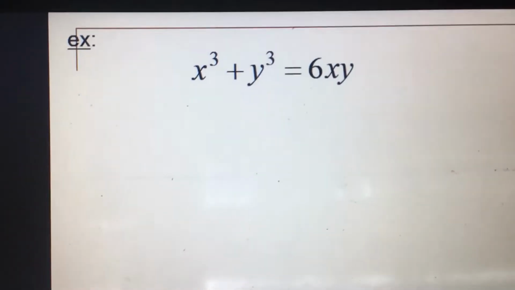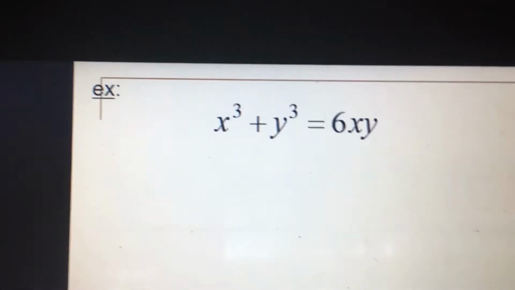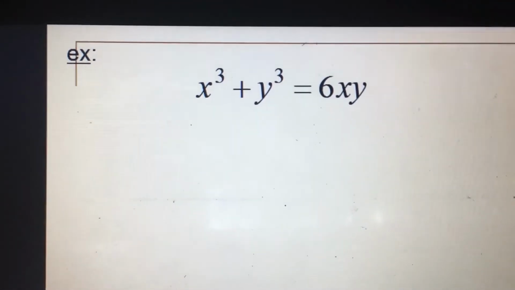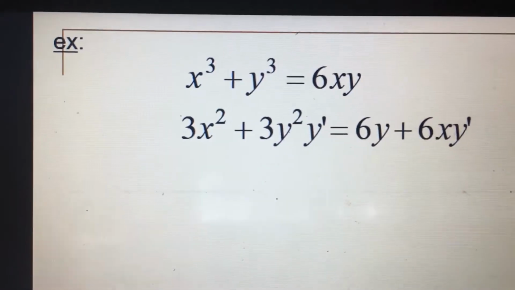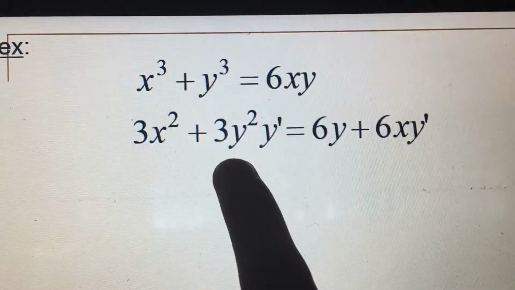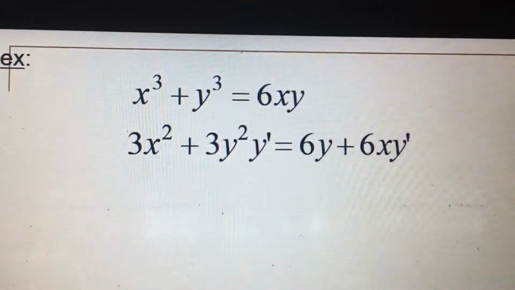We have the given x cubed plus y cubed is equal to 6xy. The derivative of x cubed is 3x squared. The derivative of y cubed is 3y squared y prime. Derivative ng x cubed, 3x squared. Derivative ng y cubed is 3y squared y prime. Sir, paano ito nakuha? Yung xy. Paano nakuha yung xy?